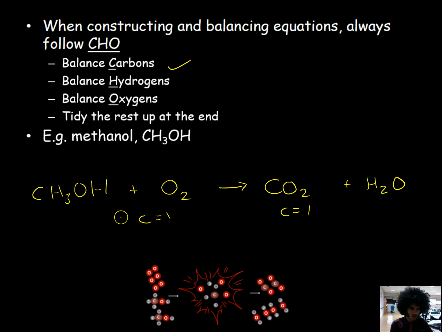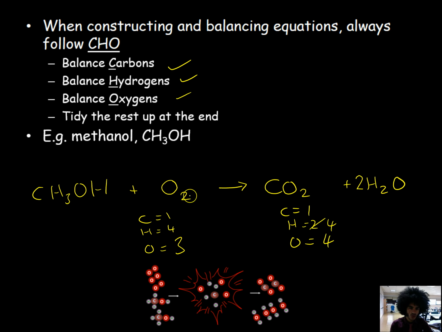Next bit's hydrogen. I've got 4 over here and I've got 2 over here. So this clearly needs sorting out because it's got less than over here. So I need to double that up. And now I've got 4 hydrogens and I'm okay. The last thing I need to do is oxygen. So oxygen wise I've got 1, 2, 3. Over here I've got 1, 2, 4 because I've got the 2 there.